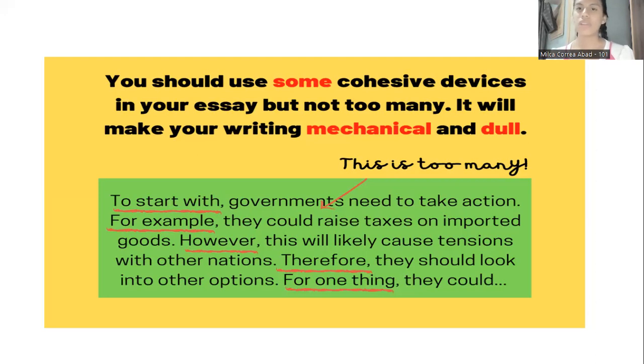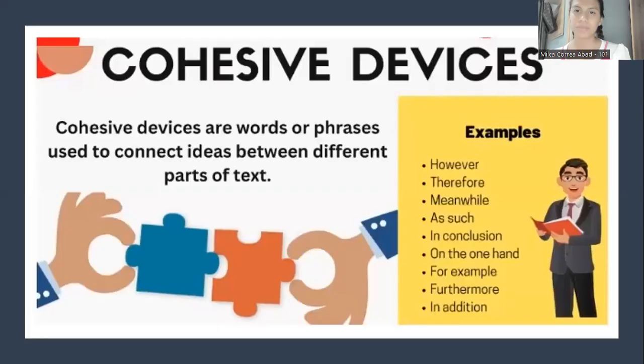We don't need to add too many because it would make our writing mechanical and dull. So we have here an example, and we have underlined the cohesive devices we're using in this paragraph. We have to start with, for example, however, therefore, and for one thing.